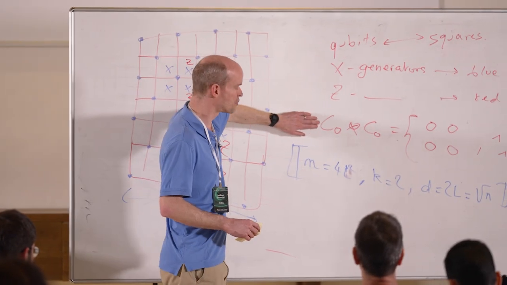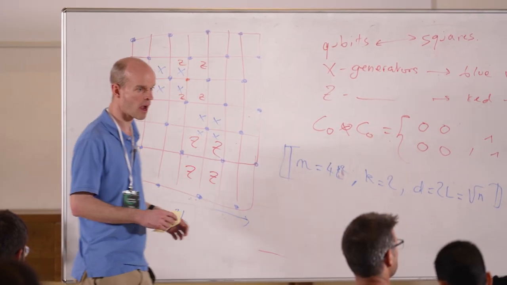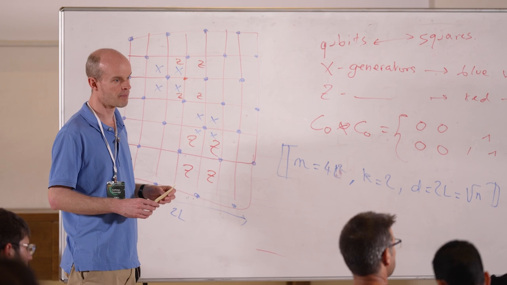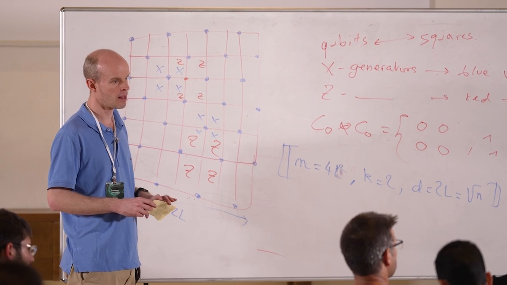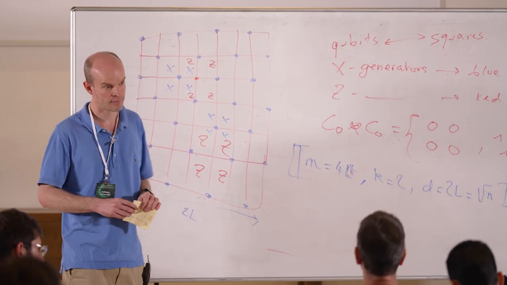Small code, right? This is what you called yesterday the small code. Yes, this one is a small code. Can you remind me, this is really silly, why the small code has 2 qubits rather than 1 or 4?